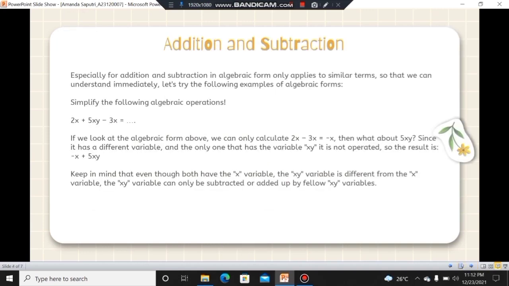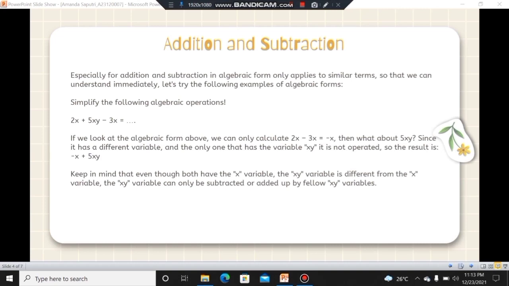Addition and subtraction. Especially for addition and subtraction in algebra, we can only operate on like terms, so that we can understand immediately. Let's try the following example of algebraic forms. Simplify the following algebraic operation: 2x plus 5xy minus 3x.